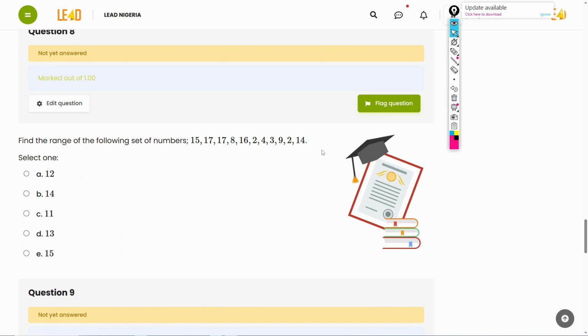Find the range of the following set of numbers. So again, we go with range, which is highest number minus the lowest number, biggest minus smallest. The highest number in the set here is 17, and the lowest number in the set is 2. So that makes my range 15.